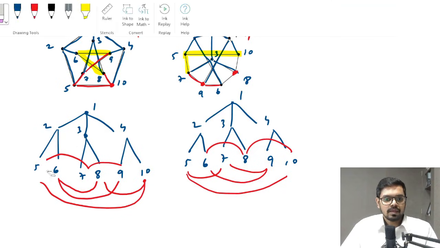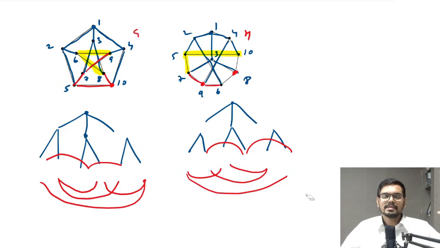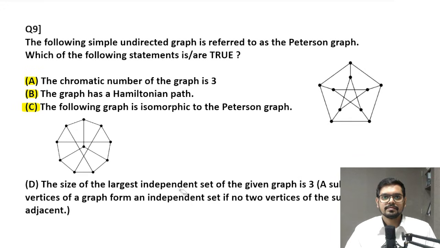Now if I remove the numbers, you will find these graphs are exactly the same. That's what isomorphism is. Graphs should look exactly the same. If you just do proper mirroring and arrangement, you will find these two graphs are exactly the same, and therefore they are isomorphic. Understood? So this was the simplest solution which you can get.